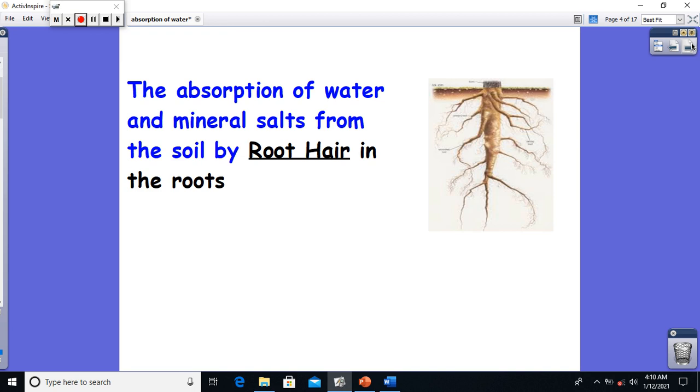The plant absorbs water and mineral salts from the soil by using its roots, especially the root hairs found on the root. So the plant absorbs water and mineral salts from what? From the soil, by using root hairs in the root.